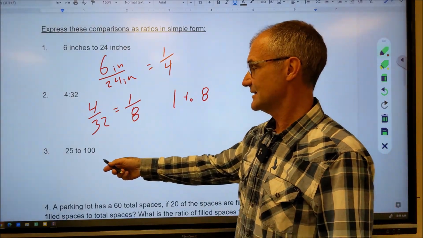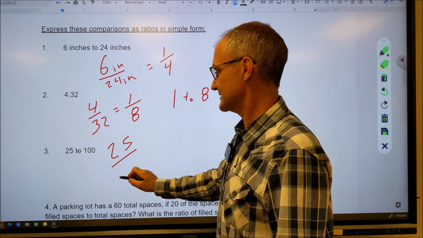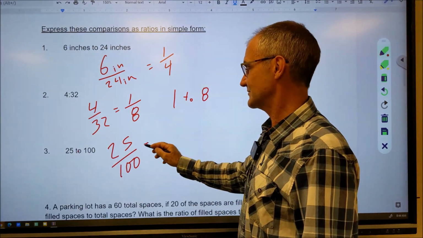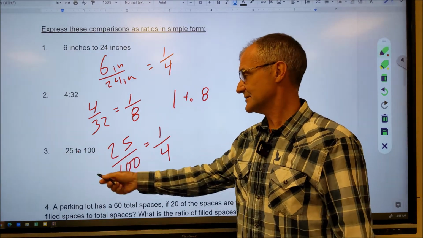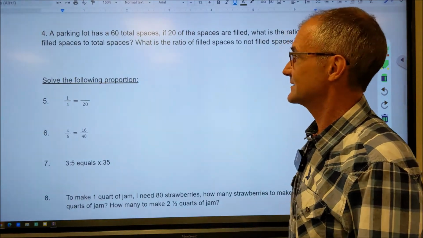Number 3 here, another way to write it, 25 to 100. So I'm just going to write that as a fraction, 25 to 100. Reduce that fraction, 25 goes into 25 1 times, goes into 100 4 times. So that ratio reduces to that. Right?